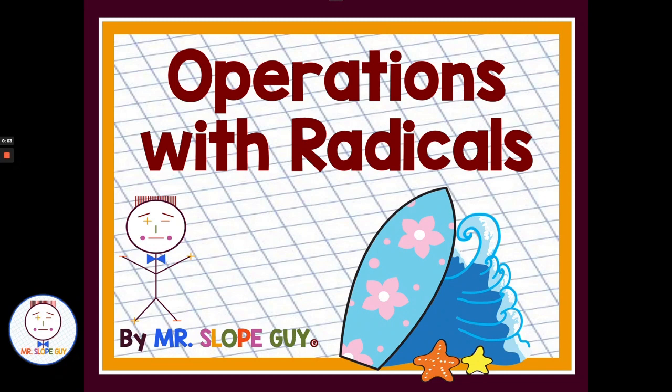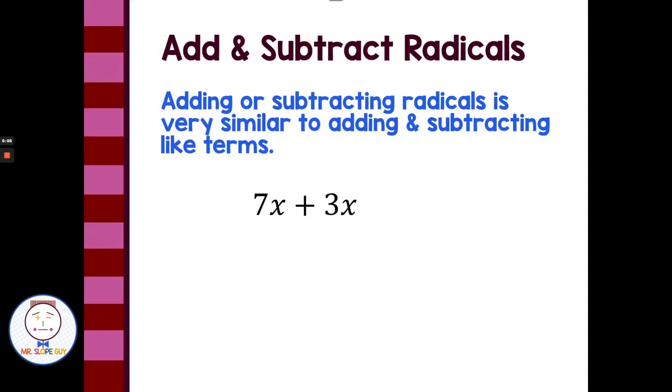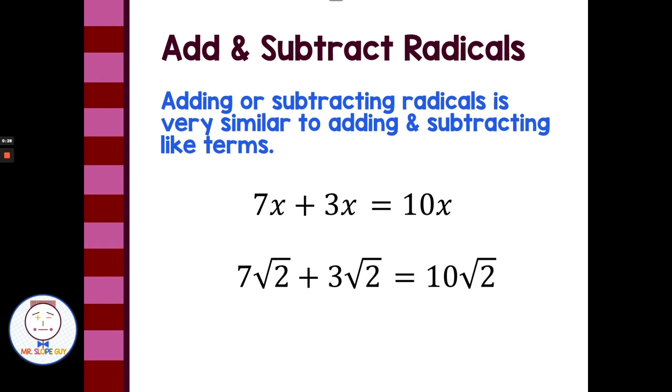Operations with radicals. So adding and subtracting radicals. Adding or subtracting radicals is very similar to adding and subtracting like terms. So we're familiar with 7x plus 3x would give us 10x. Well, we have a very similar pattern when it comes to radicals. So 7 radical 2 plus 3 radical 2, they have a common radicand of 2. We can add these and get 10 radical 2.